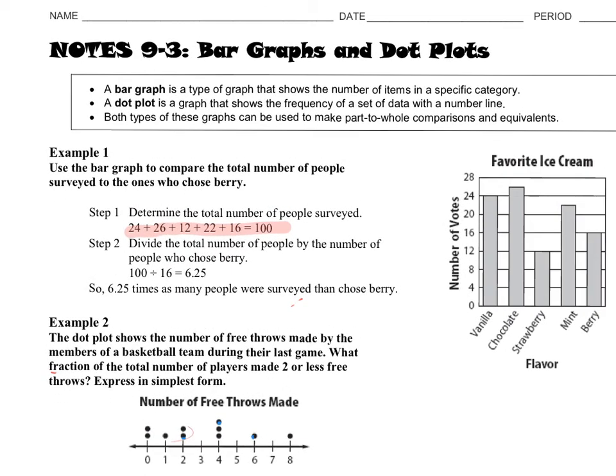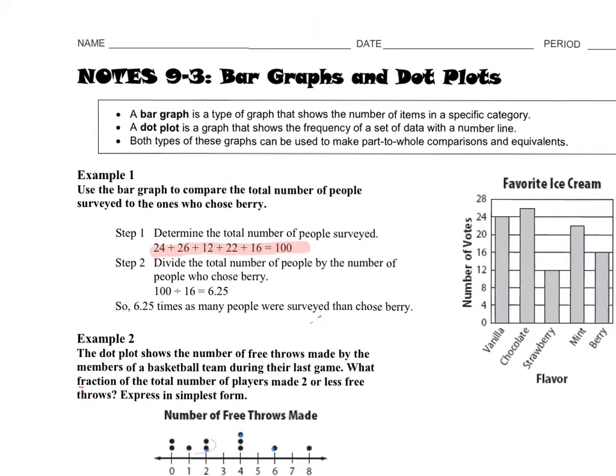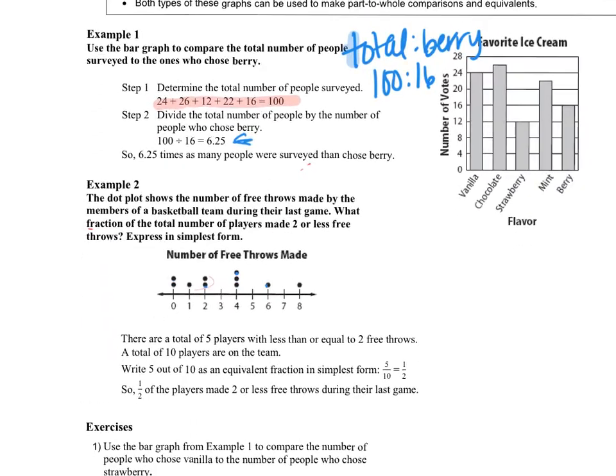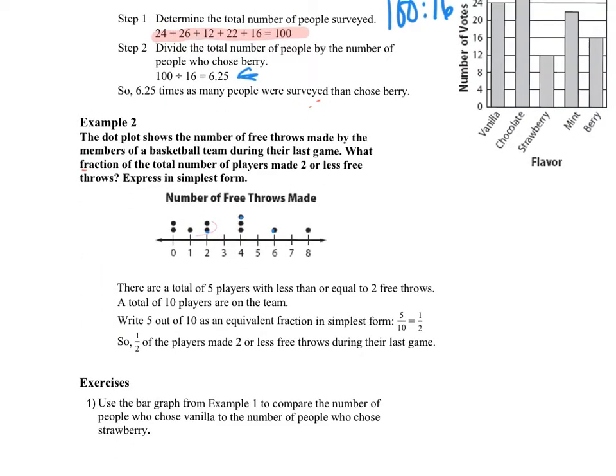Okay, and it says divide. So it's asking to use the bar graph to compare the total number of people surveyed to those who chose berry. That's kind of backwards, because they're saying total to berry. Total is not always first, but sometimes it is, so you need to pay attention to the wording. Total would be 100 and berry would be 16, and then they divided it to get down to the decimal percentage. We're not going to do that. I'm not worried about that as much on this. We're going to look for percents maybe here in a bit.